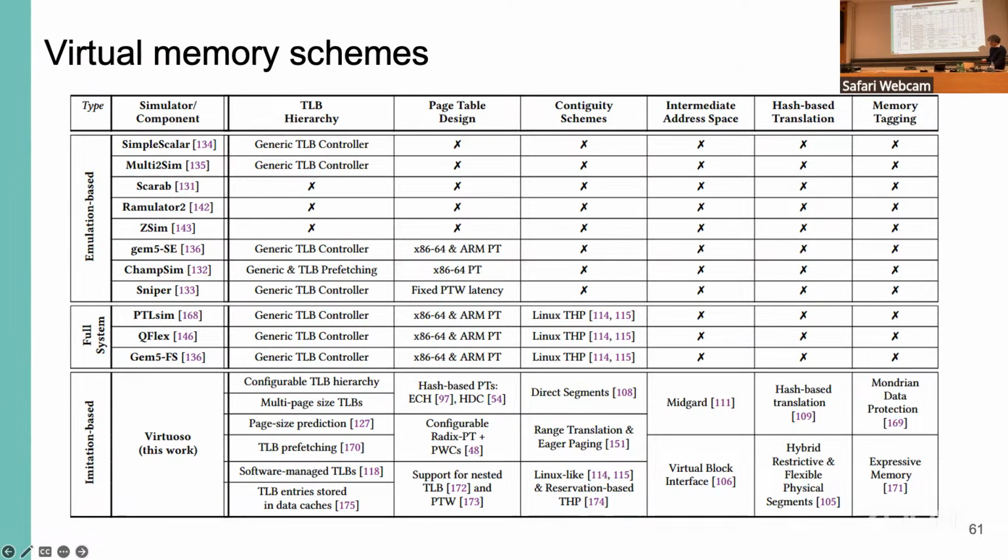Most existing emulation-based simulators only give a fairly generic set of components. You can't easily explore newer ideas like range translation or hash-based page tables. Full system simulators support a bit more, but here's the problem. Every study tends to build its own one-off infrastructure, and you still can't get all these mechanisms in one place. This is where Virtool comes in. We intentionally implement many of these VM schemes in a single framework. The idea is that instead of building a new simulator for every VM paper, you can prototype and compare all these techniques in one consistent Mimic OS-based environment.